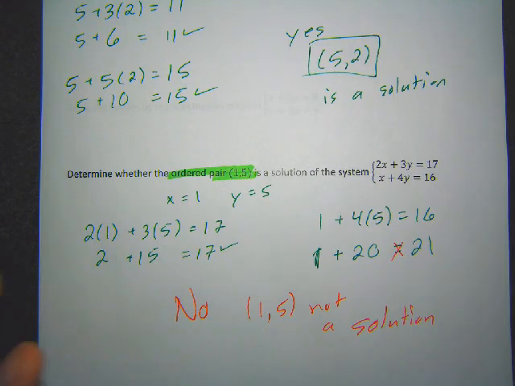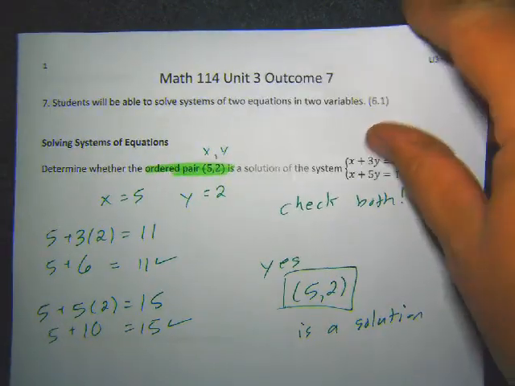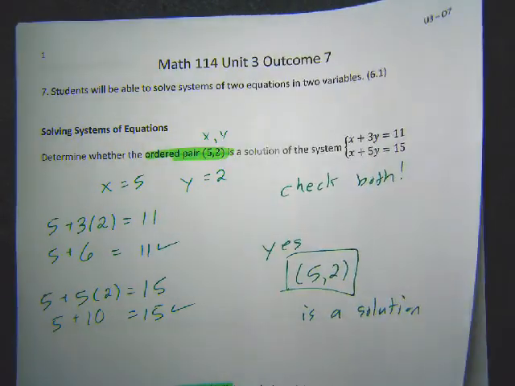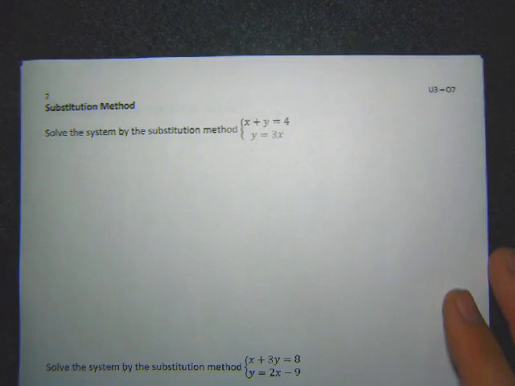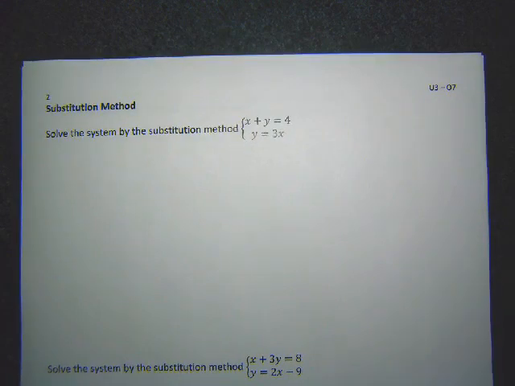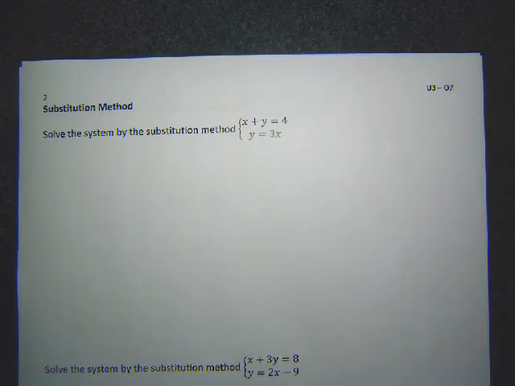Now, how do we get the solution in the first place? Well, there are actually a few different methods. We'll cover multiple methods. But the first one is going to be the substitution method. The trick for the substitution method is you always want to solve one of the equations for one of the variables. Which equation and which variable does not matter.